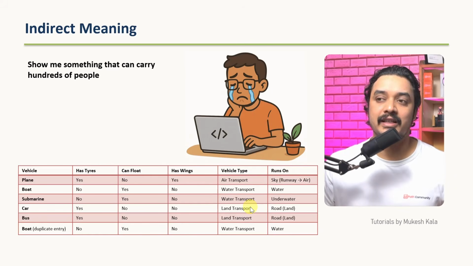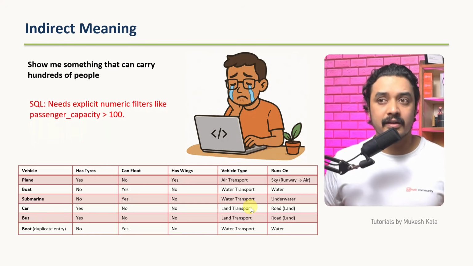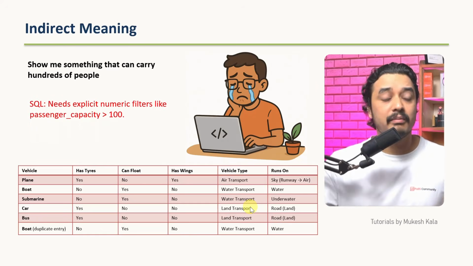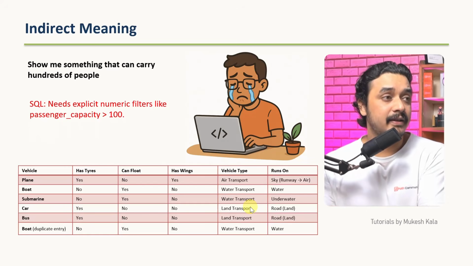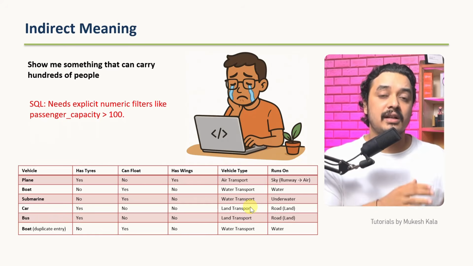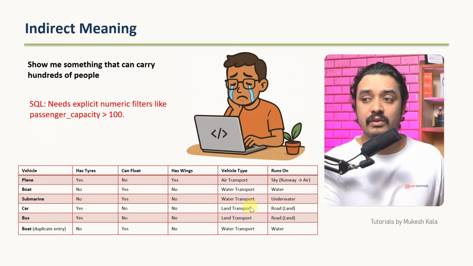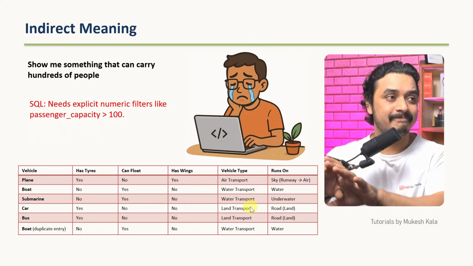The developer started crying: how do I accomplish all of that? Because you do not have any number filters. You do not have anything which relates to passenger capacity, and you do not have any filters, because the traditional RDBMS, if I talk about SQL, relies on the data which you have put into the structure.